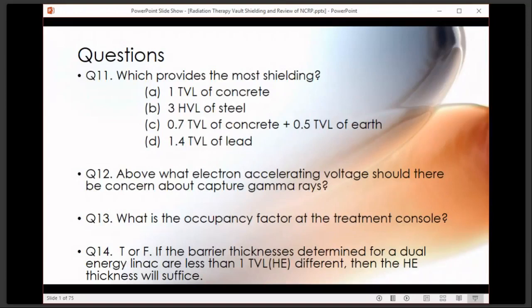So it looks like some folks are still answering the poll here, so we'll give you just a few more seconds to answer this poll question. And Jim, you can go ahead and read the poll question.